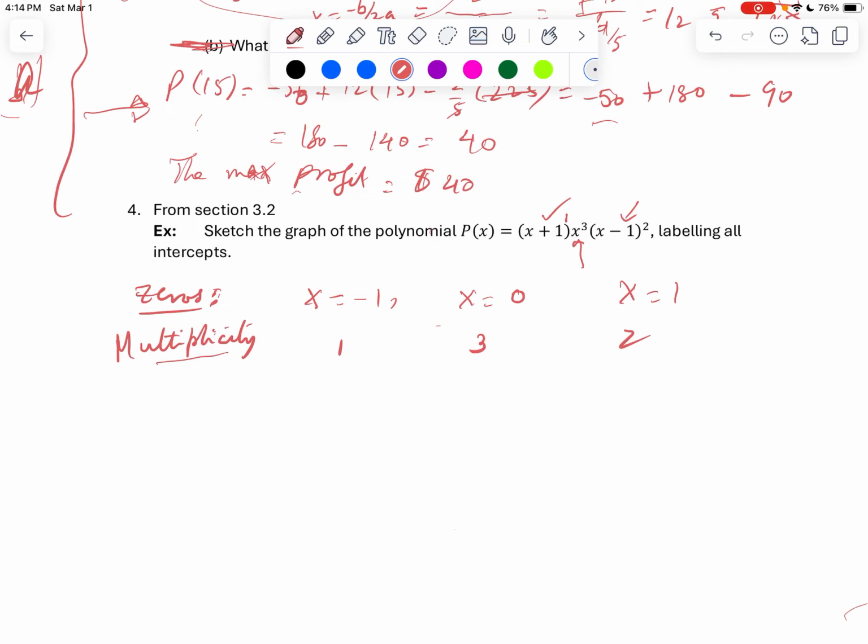Now, what you have to remember is that when you have an odd multiplicity, like these odd numbers, the graph will cross the x-axis. When you have an even multiplicity, the graph will come to that zero, but then it will bounce back. So if it is coming from above, it will bounce back and go up, and if it is coming from below, it will touch the zero and bounce back, go down.